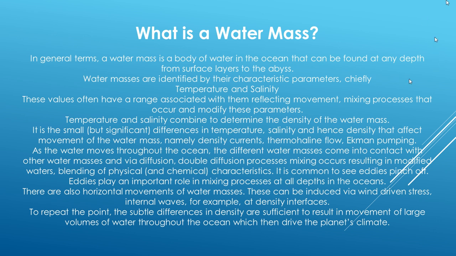These can be induced via wind-driven stress and internal waves, which are typically found at density interfaces down in the water column. And the density interfaces are typically where you might see a couple of water masses meeting up. So, to repeat the point, the subtle differences in density are sufficient to result in movement of large volumes of water throughout the ocean, which then drive the planet's climate.